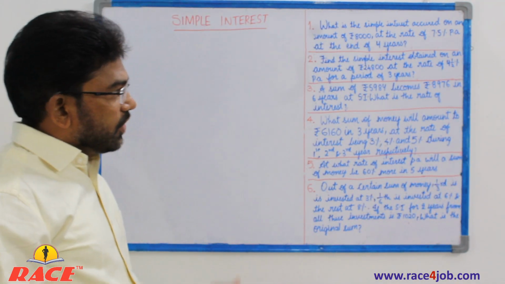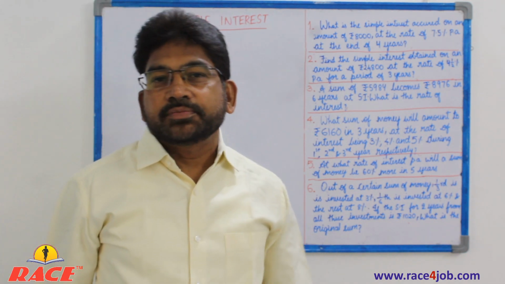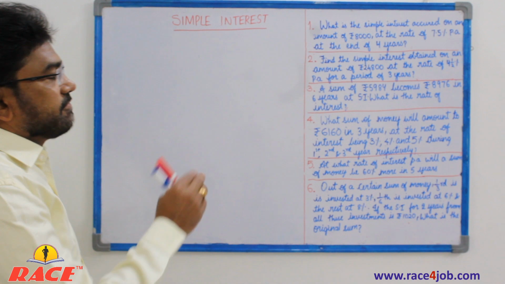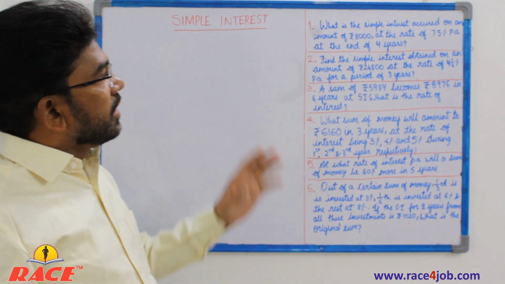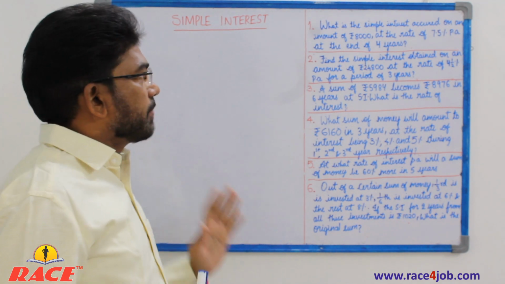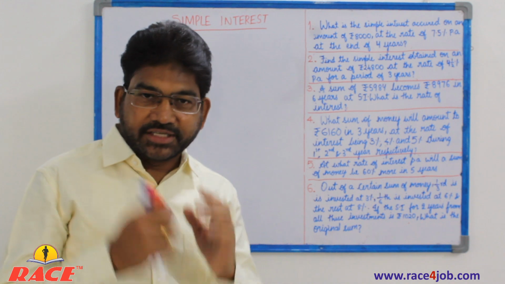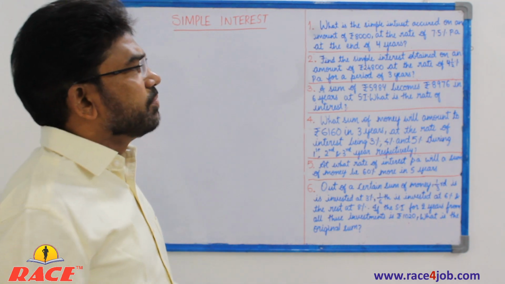Now let us see some questions that are here. Let us solve those questions. How to solve? Simple. The first one is: what is the simple interest accrued on an amount of 8,000 at the rate of 7.5% per annum at the end of 4 years? How do you solve? What is the question asking? What is the simple interest?